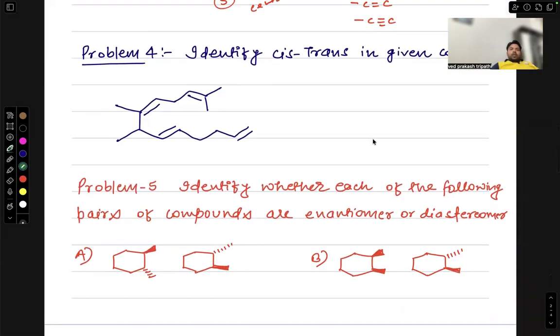Okay. Next we have to identify cis and trans. Here I have the double bonds A, B, C, D. Now I have a question: what about A, cis or trans? If it's not available, then let me know. There is another option, not available.